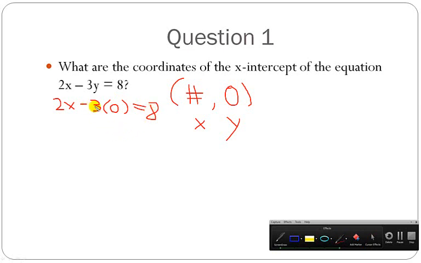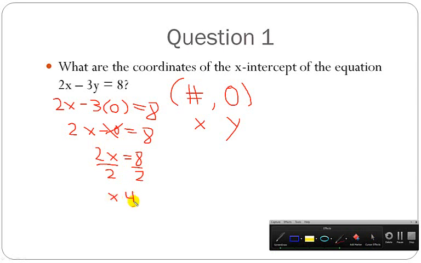Now we know that negative 3 times 0 will give me 0, so I'll have 2x minus 0 equals 8. This minus 0 will cancel out. It's not changing the equation. So we have 2x equals 8. Last step, we just divide by 2 on both sides, and we get x equals 4.